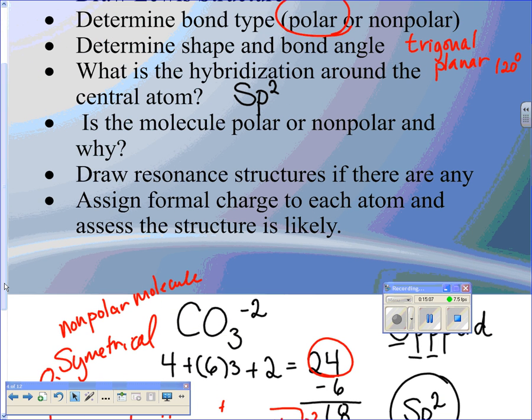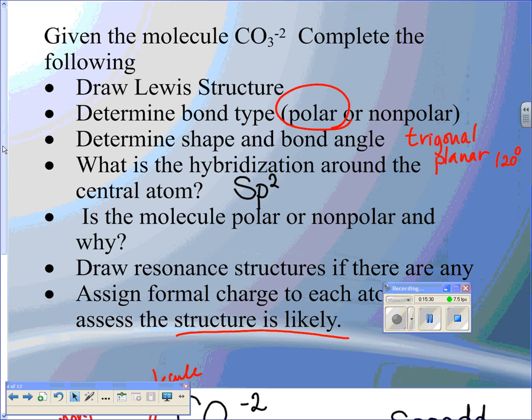If we go back and glance again over this, we drew the resonance structures. We saw that there were 3. And then we assigned the formal charge to each atom, and we saw that, yes, this structure is likely because of the low formal charges of 0 and the fact that the overall formal charge for the ion is -2 and the charge is -2. So hopefully that helped you in drawing these structures.